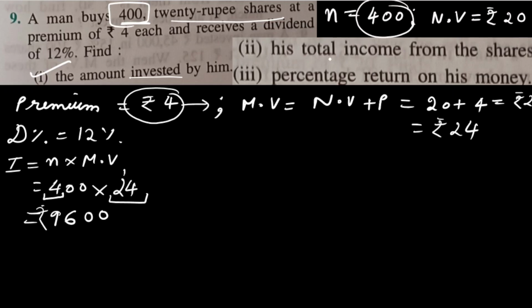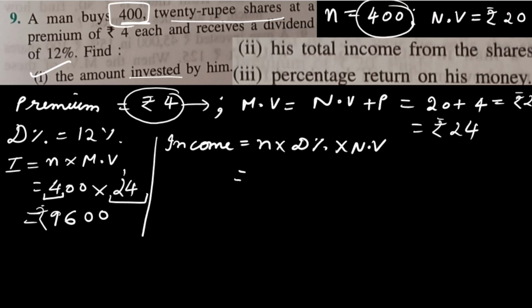Second, his total income from this share. Total income means dividend, you can say annual dividend, or return also. For income also we know the formula. Income, or total income, or annual income, is equal to number of shares into dividend percent into nominal value. So number of shares is 400, dividend percent is 12, so 12 by 100 I'll write here, nominal value is 20. Whatever can be cancelled, we can cancel: 2 zeros here, 2 zeros here will get cancelled. Remaining all the things, let's multiply.